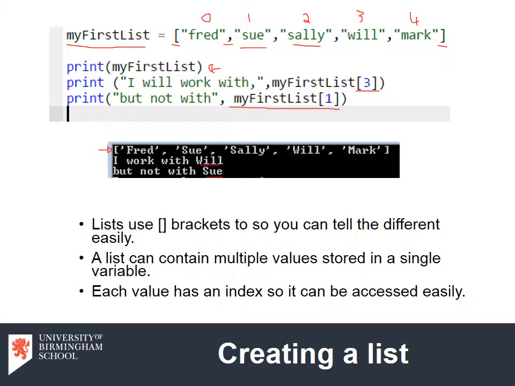So if I want to display just a single item in the list, I need to use the square brackets and say the index of the value I want to display. I wouldn't write my first list Will or anything like that. So I have to put the index of the position I want to display. Lists use these square brackets. Lists contain multiple values, and each value has an index so we can access it.